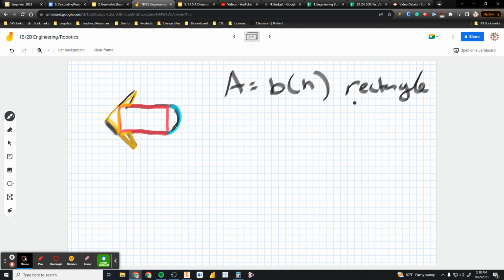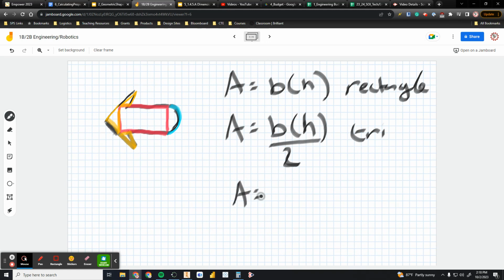All right. And then for the triangle, you'll have area is equal to base times height divided by 2 for the triangle. Okay, and then the circle, area is equal to pi times radius squared, but you will need to divide it in half to get half the circle. Okay, so make sure you remember that. So you'll end up with 3 triangles, 1 rectangle, and half a circle.